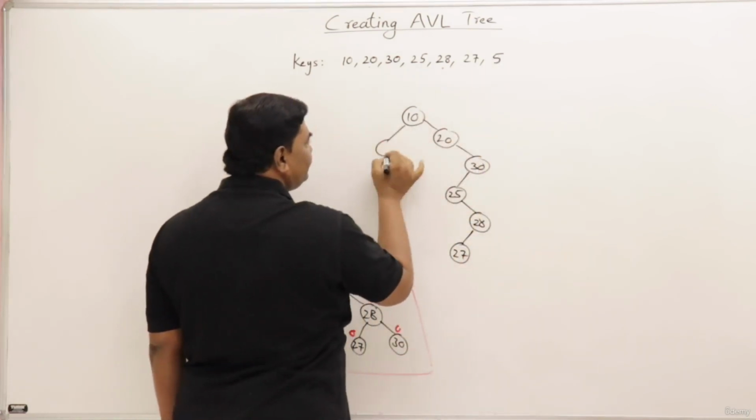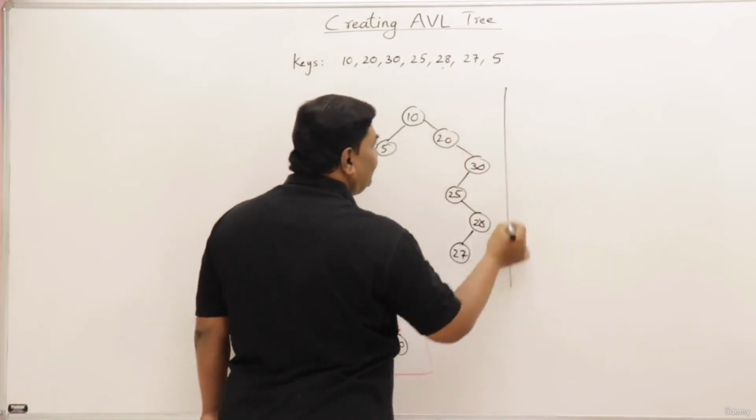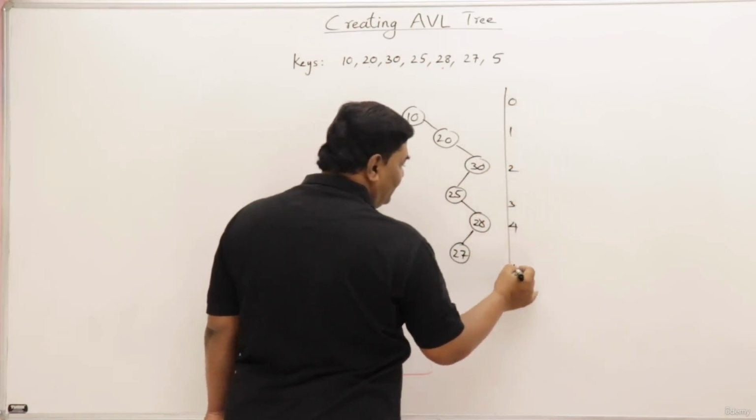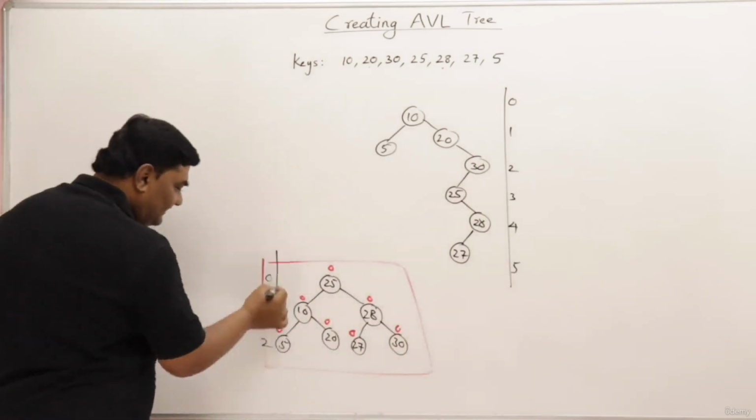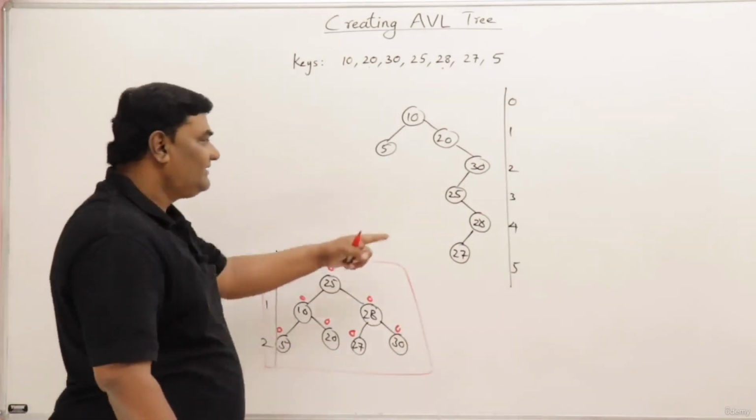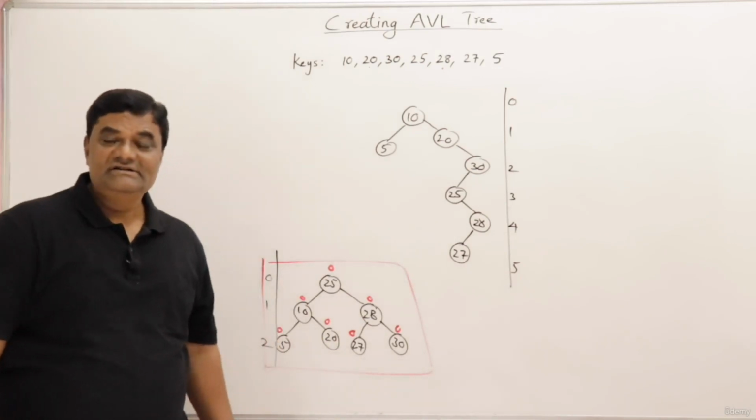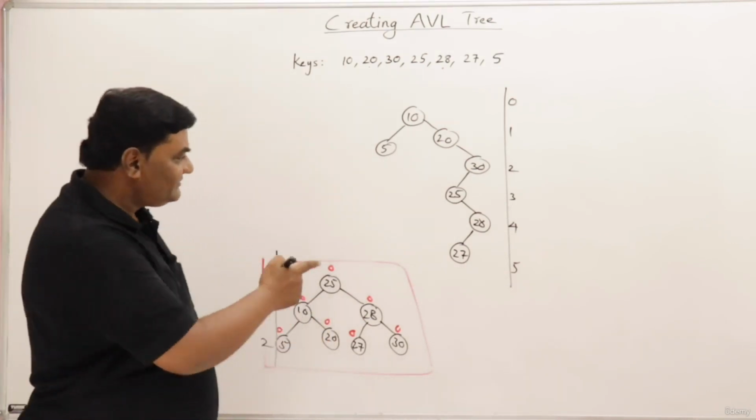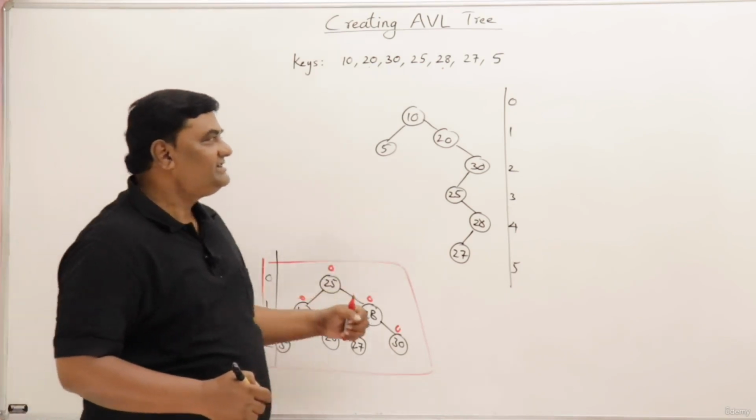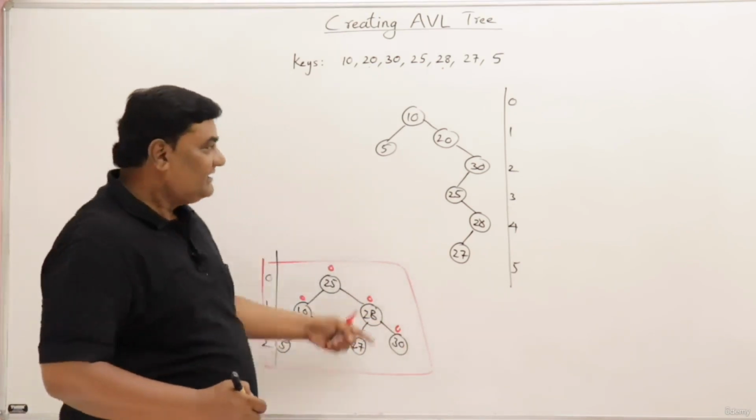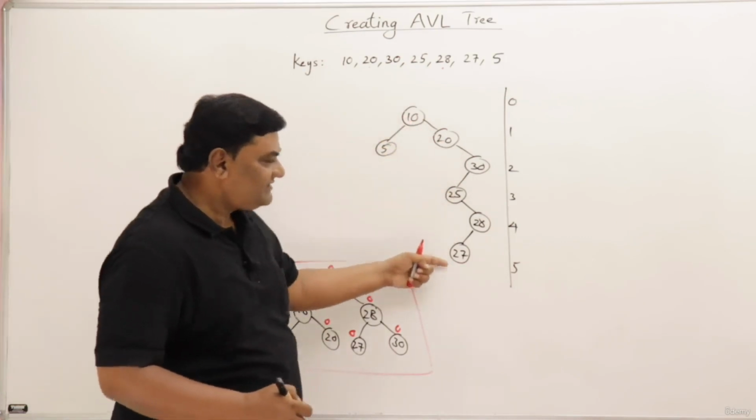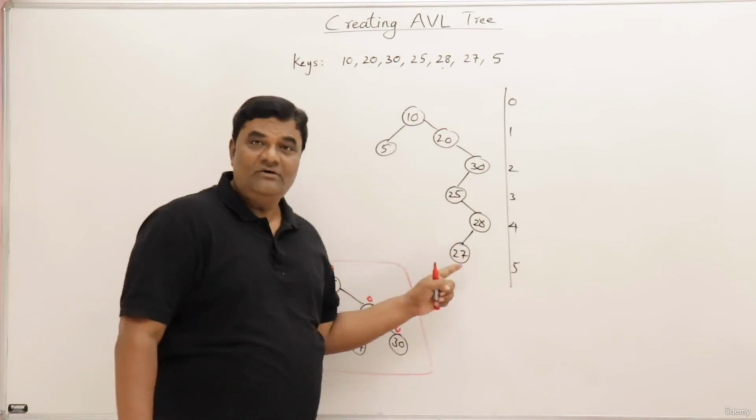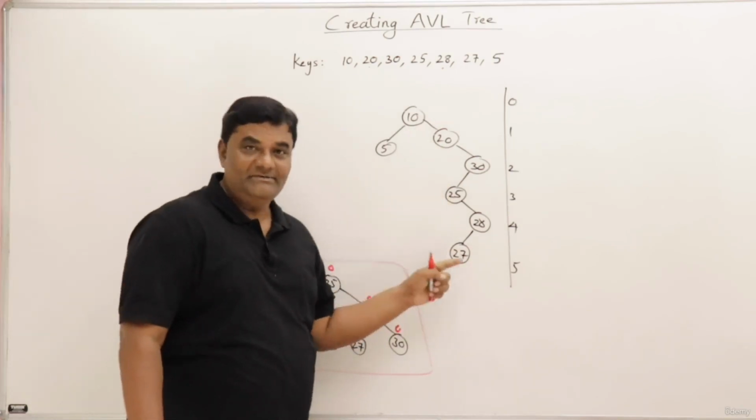5, smaller than this. See what is the height. 0, 1, 2, 3, 4, 5. Here the height is 0, 1, 2 and there the height is 5. See the difference. Binary search tree is useful for searching. In this tree, if I search, what is the maximum number of comparisons required? 6. 1, 2, 3, 4, 5, 6. 6 comparisons required. If I am searching for 27, it will be found after comparing 6 elements.